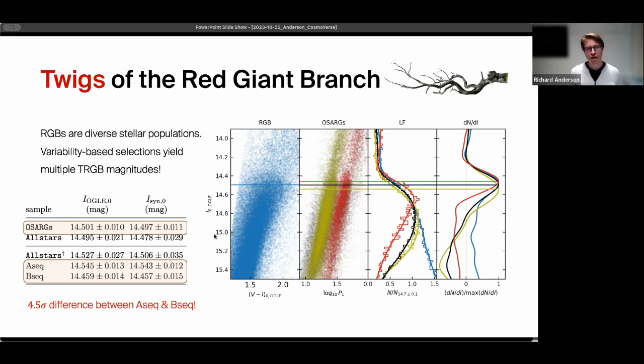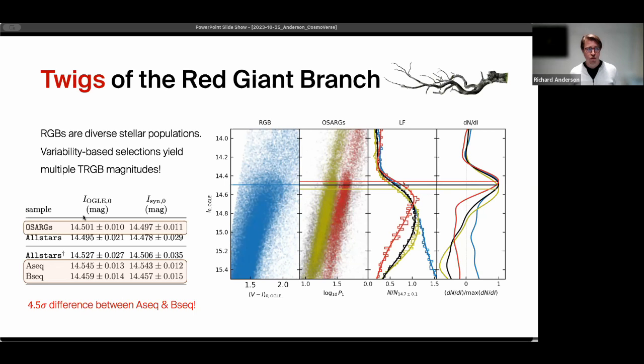And in this diagram here, you see the color magnitude diagram on the left of the regular AGB population. Then here in the second panel from the left, we see the A sequence and the B sequence in red and yellow, and then a portion of the ozargs in black. And here we see the luminosity functions that are markedly different between the B sequence, which is more skewed and more peaked towards the tip, than, for example, the A sequence shown here in yellow. And really, we find significantly different answers for the A and B sequence at 4.5 sigma significance, depending on the filter.